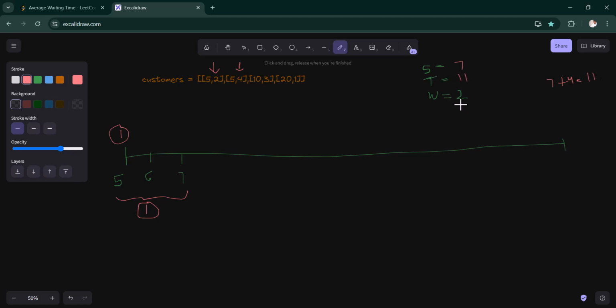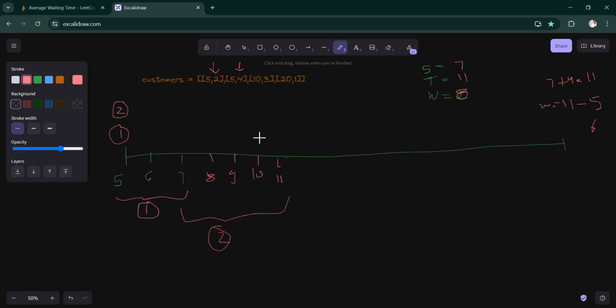Now what is the waiting time for that? At 11 the order is ready, but the customer had already arrived at 5, so 11 minus 5 is 6. So 2 plus 6 is 8, so 8 is the waiting time for two customers. Let's draw this: 7, 8, 9, 10 and 11. The second customer also arrived at 5, but the chef was preparing another order, so from here to here it will take to prepare the second order. In the same way for the third.